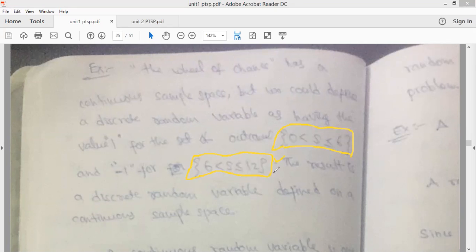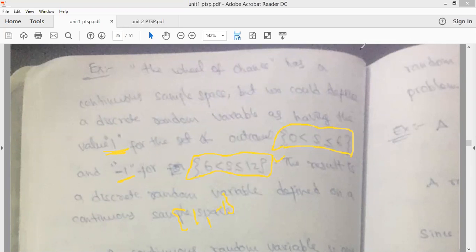If the value of s is between 0 and 6, we'll assign the value 1. If the value of s is between 6 and 12, we'll assign minus 1. So what is our random variable? The random variable will have only two values, 1 and minus 1. 1 is for 0 less than s less than or equal to 6, and minus 1 is for 6 less than s less than or equal to 12.